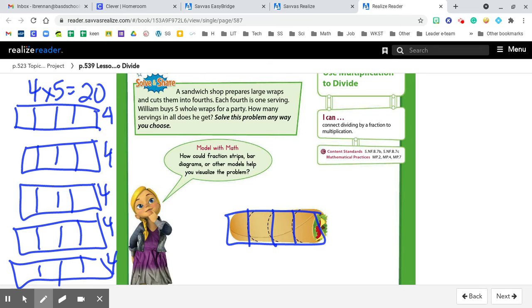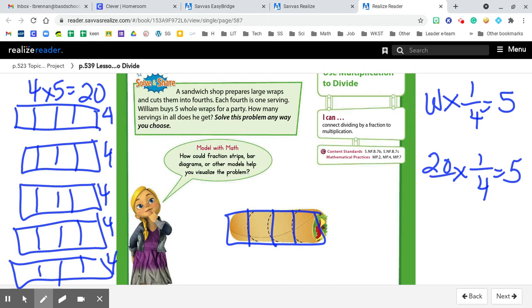You can say, we're not sure what number times 1/4 equals 5. You can use some multiplication to help you figure this out. So what number times 1/4 will equal 5? What will get us a 5? The only number that would fit in there would be 20. 20 times 1/4 would get us a 5. That's another way you could solve it.